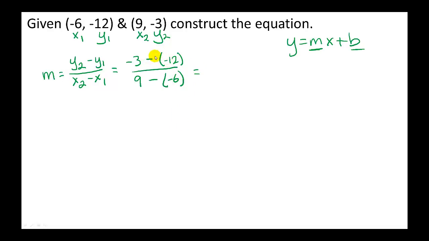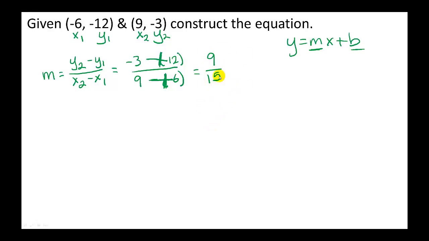Negative times a negative means this is really a positive. So a negative 3 plus 12 gives 9. 9 minus a negative 6, negative times a negative, makes a positive. 9 plus 6 is 15.